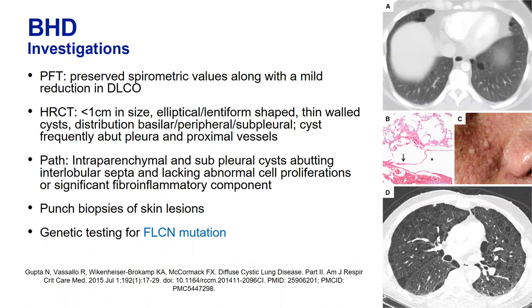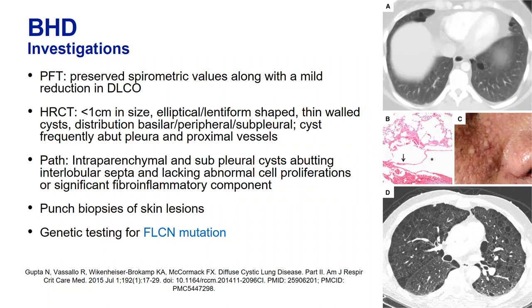In these patients, again, your high resolution CT will be really helpful. What you'll find is that they have more elliptical or lentiform shaped cysts, thin walled, and their distribution can be basilar, peripheral, or subpleural. They frequently have cysts that abut the pleura and have proximal vessels near them. And when you get histology, you will see this intraparenchymal cystic area with an intracystic septum. And when you look at the rest of the slide, there'll be no surrounding abnormal fibroinflammatory changes at all.